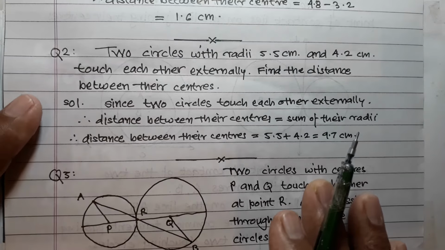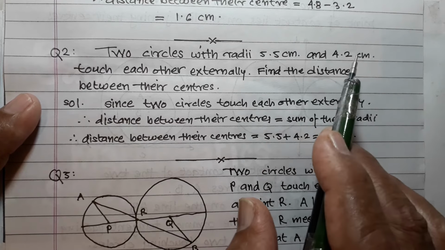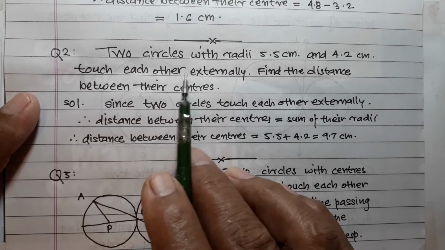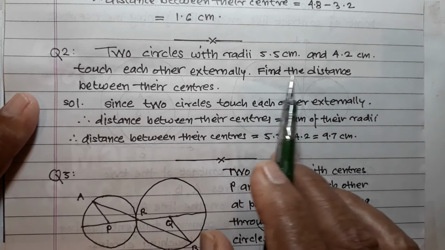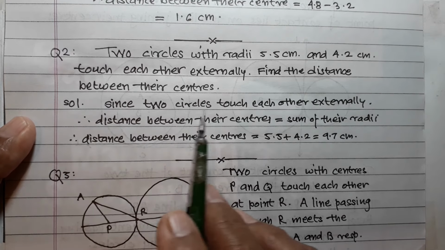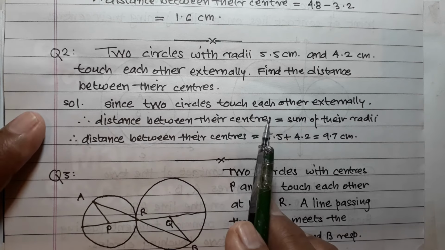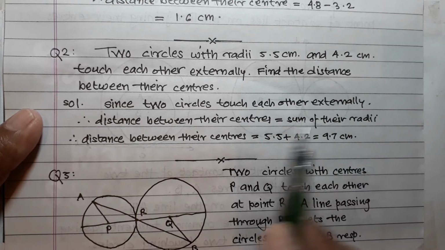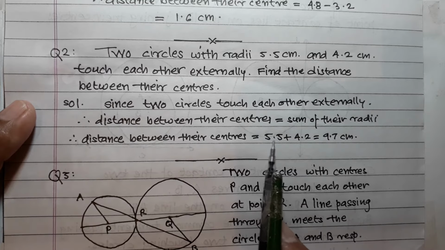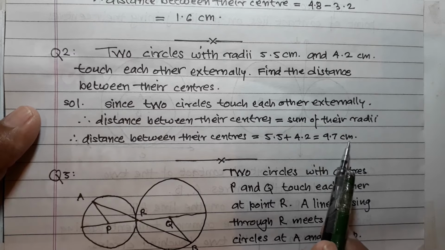Question number 2. Two circles with radii 5.5 centimeter and 4.2 centimeter touch each other externally. So this is important, externally. Find the distance between their centers. Now write down your solution. Since two circles touch each other externally, the distance between their centers is equal to the sum of their radii. Therefore the distance between their centers is 5.5 plus 4.2, which is equal to 9.7 centimeter.